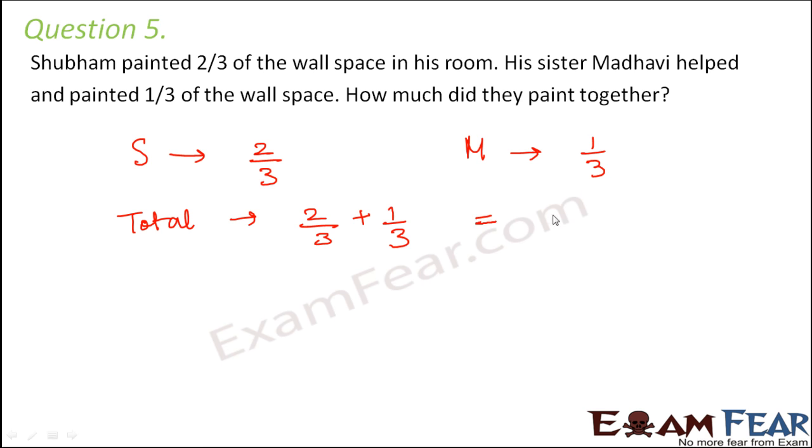Now these are like fractions. So how do you add like fractions? Just add the numerators and retain the denominator. So this is 3 by 3, which is equal to 1. So 3 by 3 in its simplest form is nothing but 1, right? So therefore, we can say that they together painted the whole wall. 1 means one fraction means the complete thing. So the complete wall was painted by Shubham and Madhavi together.